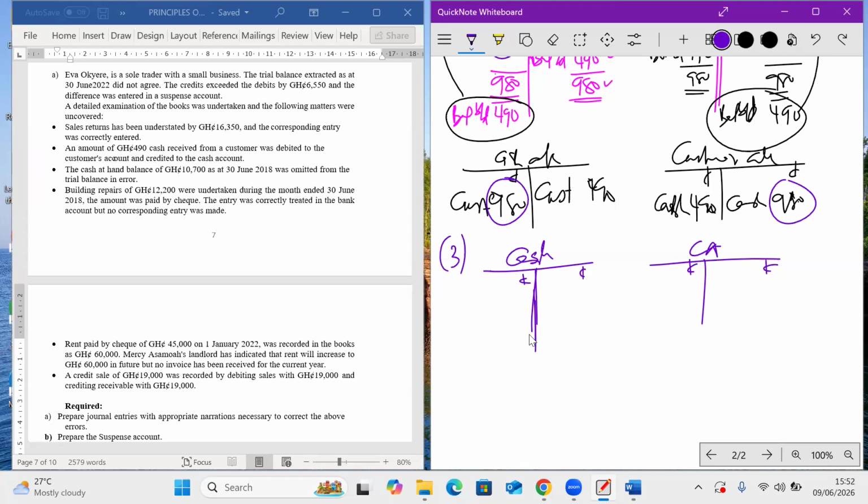Quick. Ascertain whether the error affects the agreement of the trial balance. Okay, so that error which has occurred, does it affect the agreement of the trial balance or does it not? It does not. It does. There are 2 accounts. In one, it was omitted. He didn't write it. It's an error of single entry.